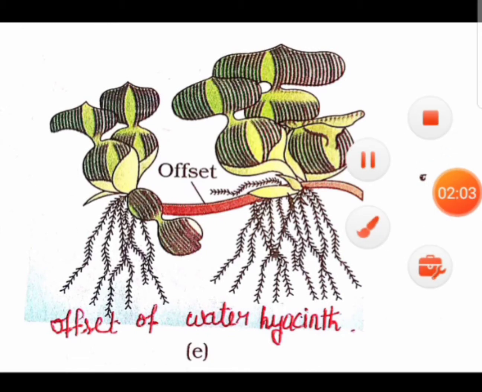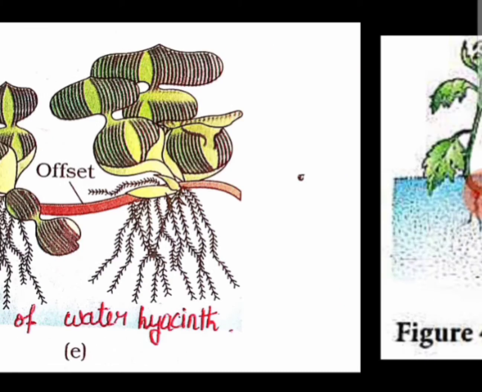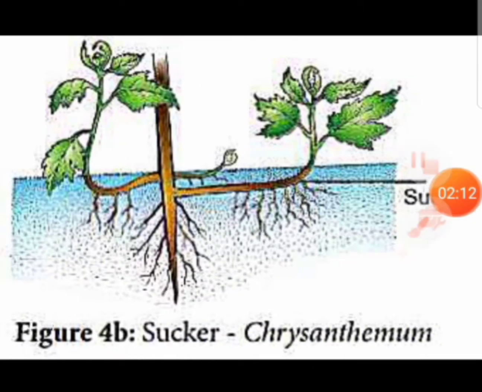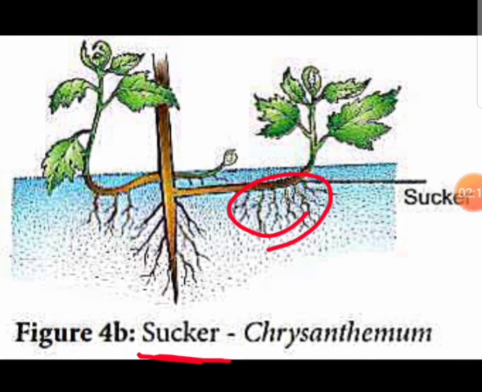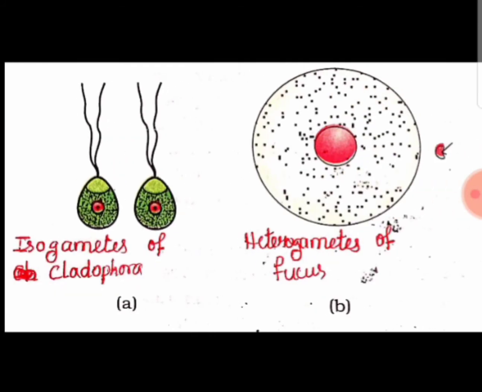Next you can find here offsets in water hyacinth, also called eichhornia. Next, in chrysanthemum suckers are the vegetative propagules. In case of onion, bulbs are the vegetative propagules, and in case of strawberry, stolons are the vegetative propagules.